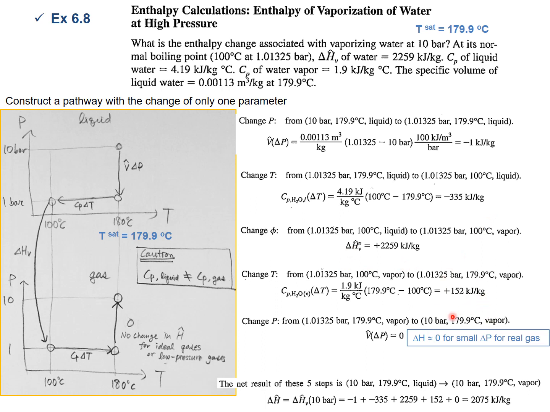Then the summation of all things, -1, -335, plus 2259, plus 152, and 0 is going to give some value for the vaporization of water. This value is the enthalpy change associated with vaporizing water at 10 bar.